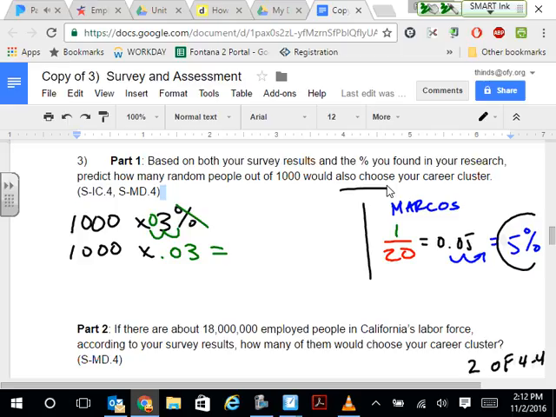Basically, what they're trying to see is if you can do this: now that you did a small survey, can you say something about a larger scenario? Well, if 1 out of my 20 will do it, then how many out of 1,000? Whatever the percent is, I'll multiply that by 1,000. If I can do it for 1,000, I can do it for 18 million people based on my little survey. All right, so try that. Go ahead.